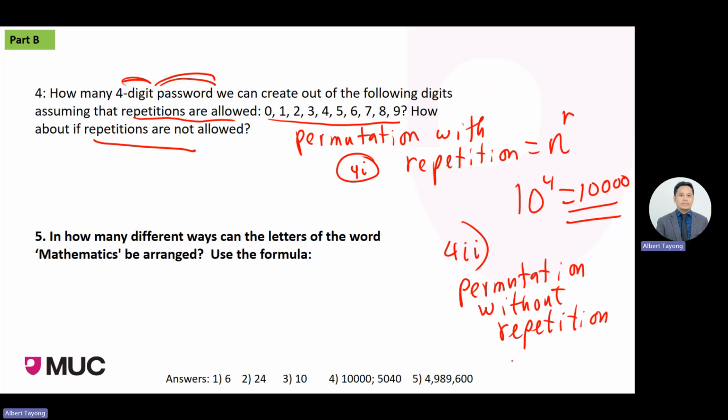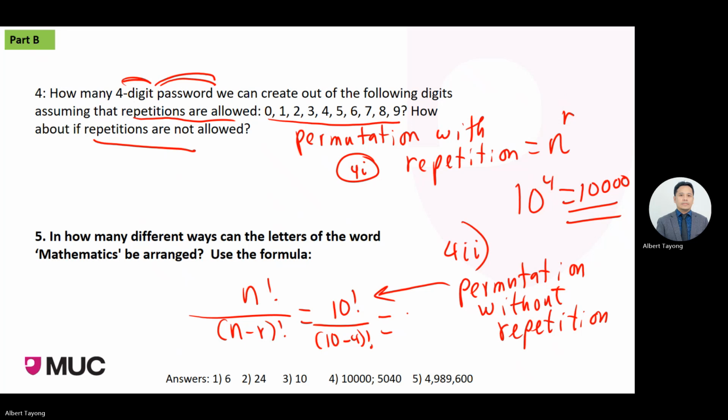So you know the formula, n factorial over n minus r factorial. So we have 10 digits, 10 minus 4 factorial. So the answer is 5040. So please check this one during your free time. Our n is 10, we have 0 to 9 and a 4-digit password. So 10 minus 4. So that's how to answer number 4.